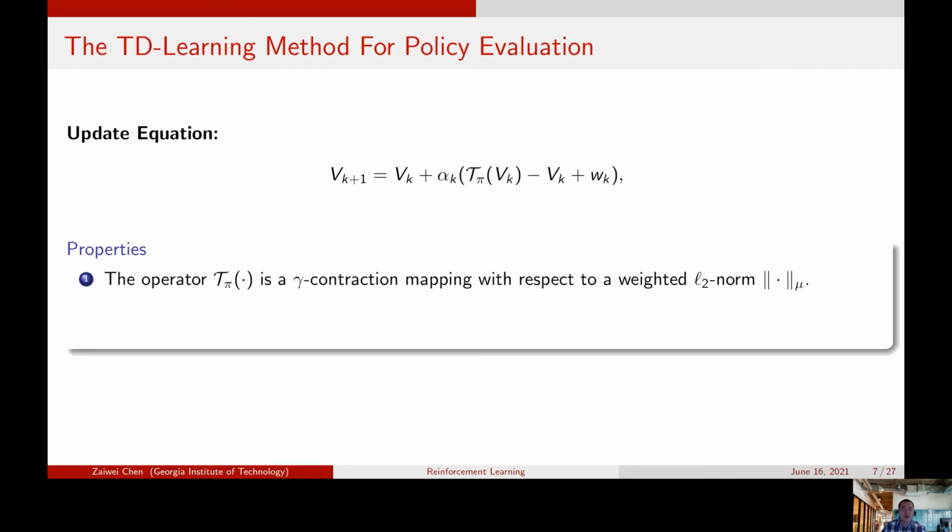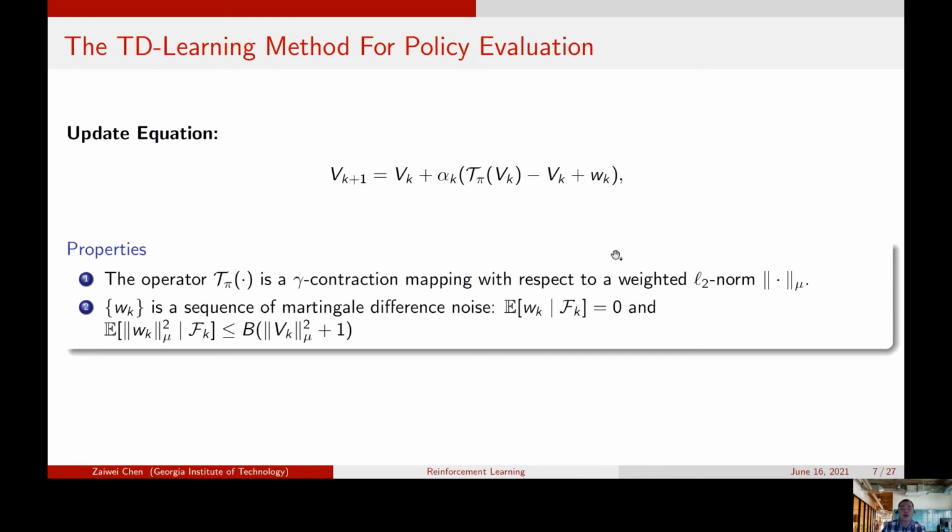Under some mild conditions, it was shown that the Bellman operator T pi is a contraction mapping with respect to some weighted L2 norm with suitable weights. And the contraction factor is the discount factor gamma, which is between 0 and 1. And also, the noise sequence is a martingale difference, which means it's conditionally mean 0, and its conditional variance is bounded affinely by the current iterate. These two properties enable us to apply the weighted L2 norm contraction stochastic approximation result in part 1.